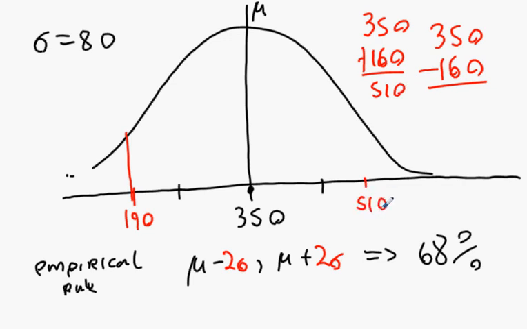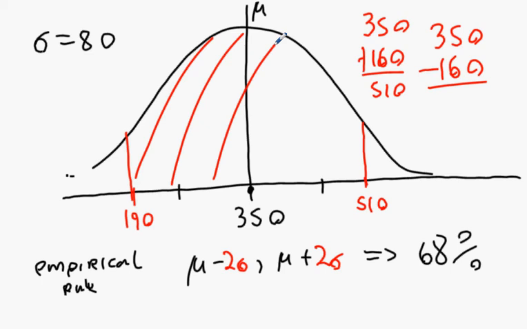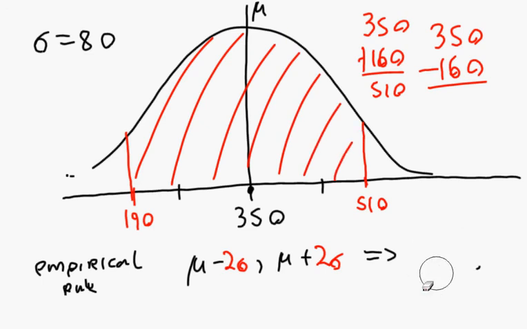Now, here's something here, guys. In between these two results, we find 95% of the population. Is everybody happy with that? 95% of the population.